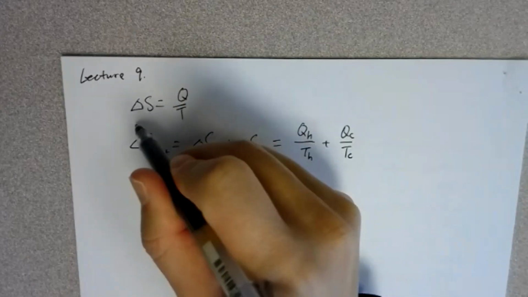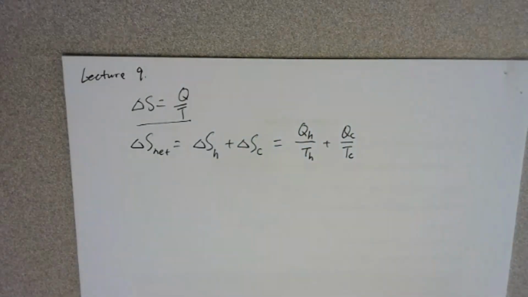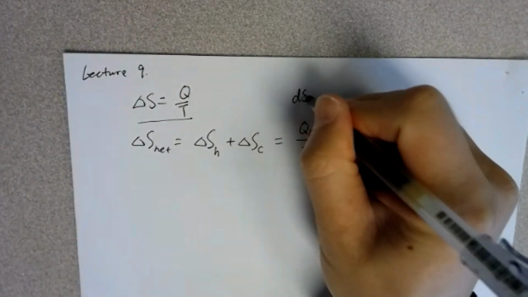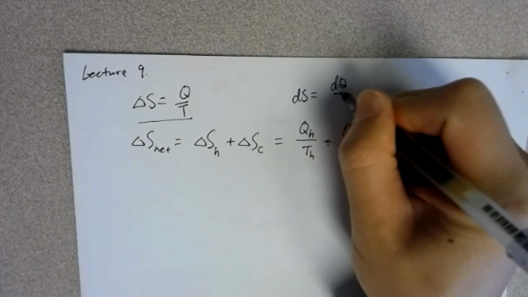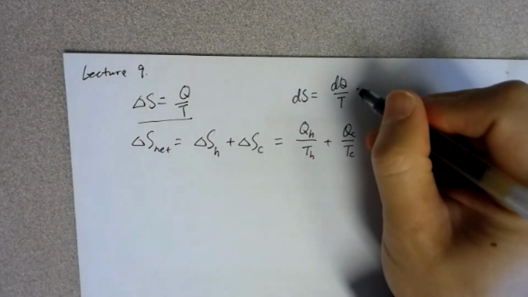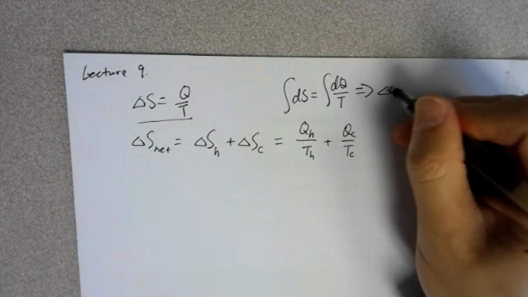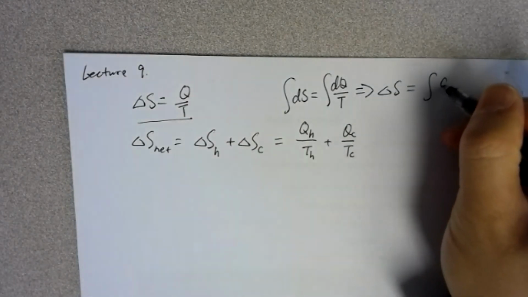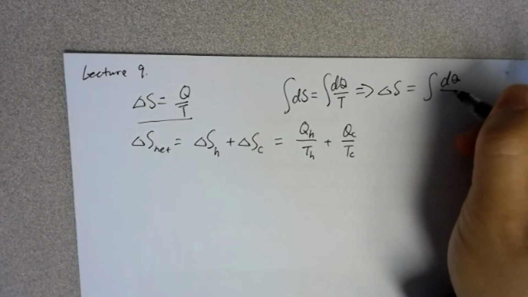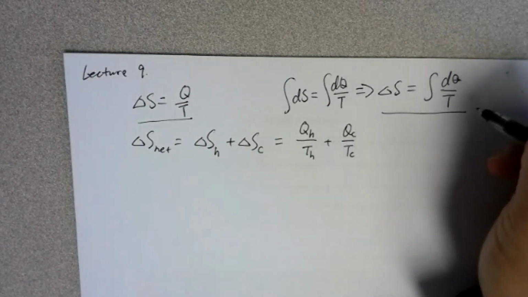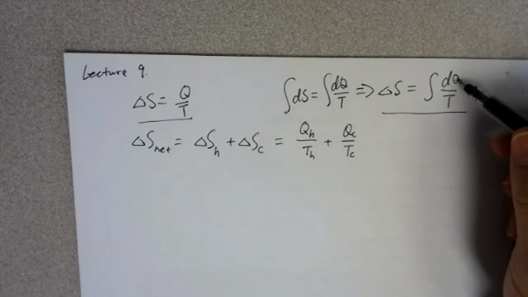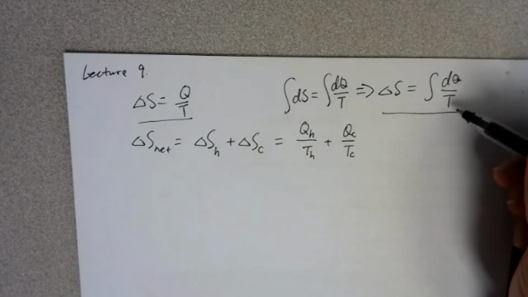So then you can use this, okay? If your temperature is changing for the process, then you'll actually use the derivative of entropy equal to derivative of Q over T. And then from there, you integrate to get the delta S, which should be equal to the integration of derivative of Q over T. And oftentimes this derivative of Q should be a function of T.